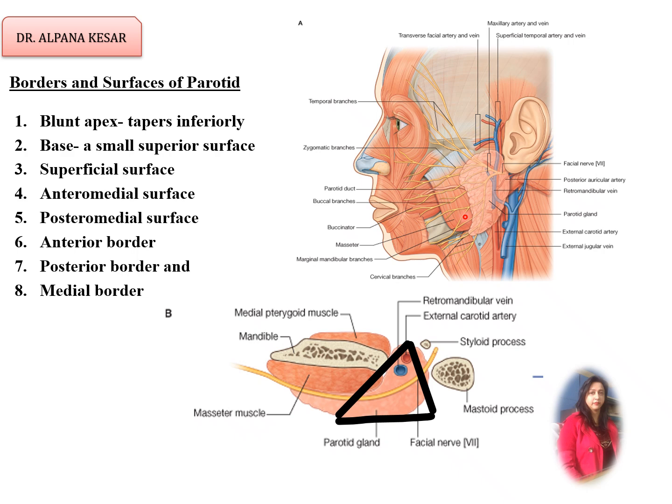The borders and surfaces of the parotid gland are as follows. This is its apex. This is the base. Its outer surface is its superficial surface, which is this. This is the anteromedial surface present here. This is the posteromedial surface present here. This is its anterior border, this one. This is the posterior border, this. And this is its medial border.